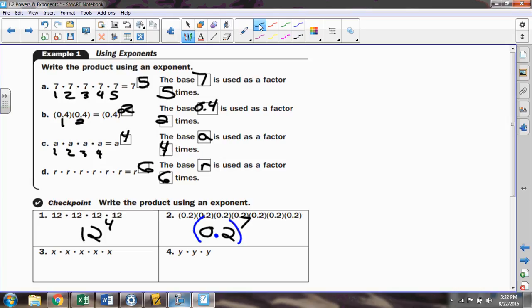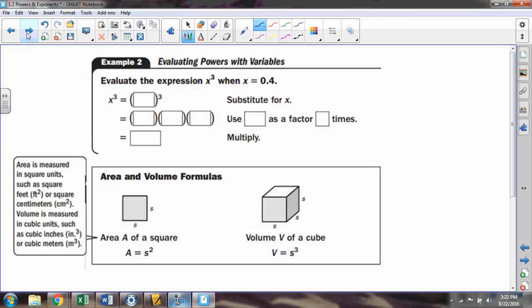Now let's continue over to this number 3. What's our base? And the exponent? Done. And number 4? Done. Base of y. There were 3 of them, so we're finished. Let's go to this next one.